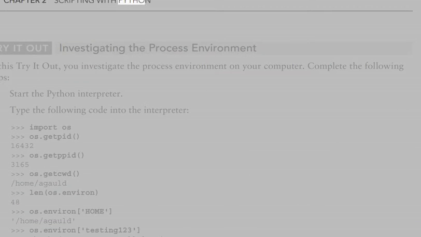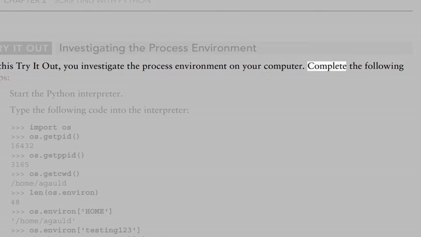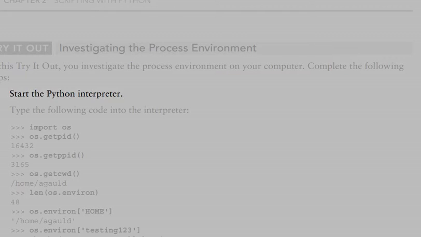54 Chapter 2 Scripting with Python. Try it out: investigating the process environment. In this try it out, you investigate the process environment on your computer. Complete the following steps. 1. 2. Type the following. import os.